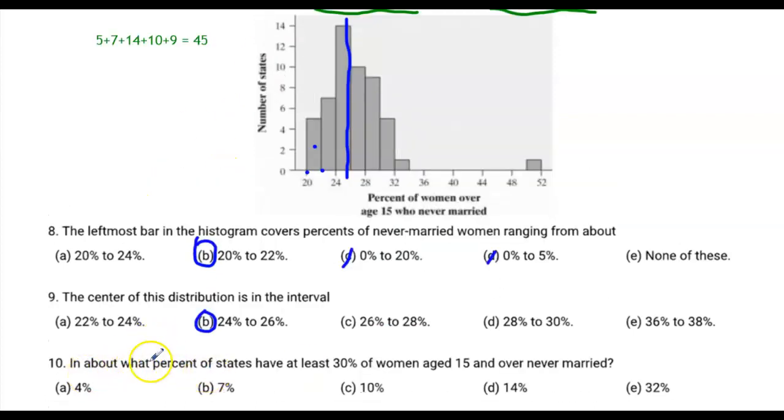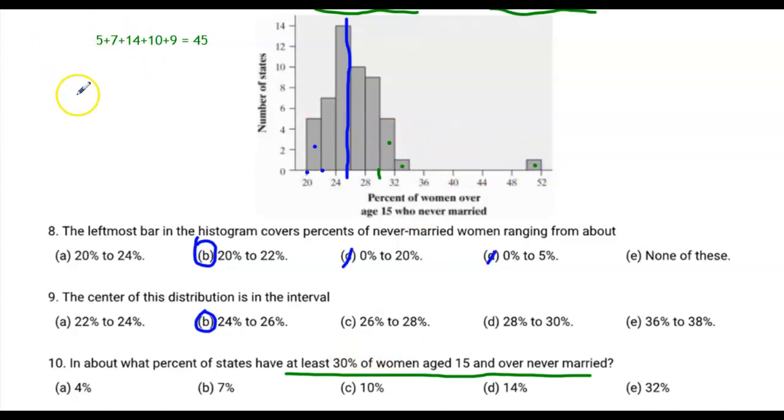This next question asked about what percent of states have at least 30% of women, so 30% or above, age 15 or over, never married. So here's the 30% marker. It's between 28 and 32. So we're counting all of the states that are at least 30% of women. So this bar, and this bar.